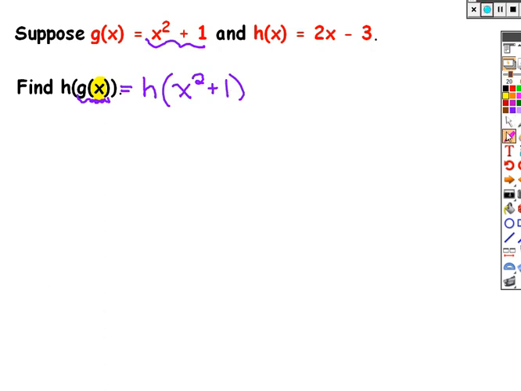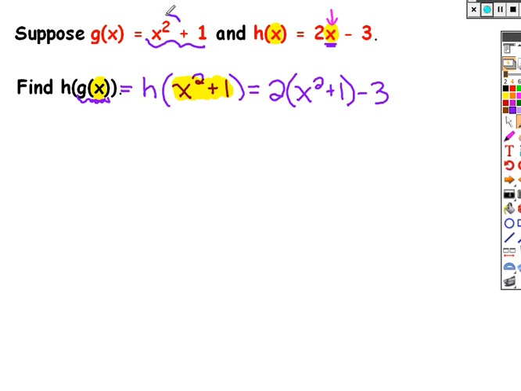If I understand what this function notation means, whatever I see in parentheses, I need to input right here in the function h. So if I want to take h of x squared plus 1, I want to input this whole thing wherever I see the x in the original function. So h of x squared plus 1 would actually equal 2 times x squared plus 1 minus 3. I'm just replacing x with that x squared plus 1. You could also think of it this way.